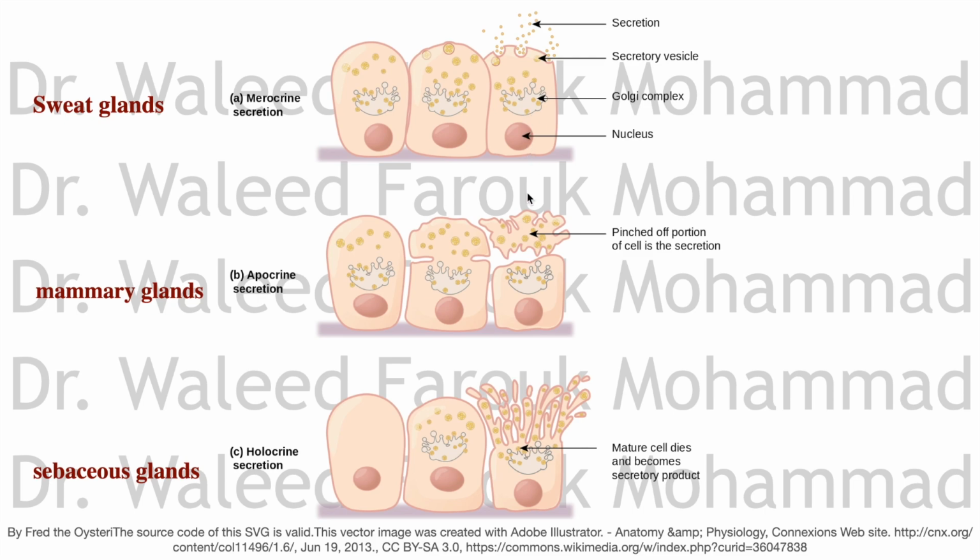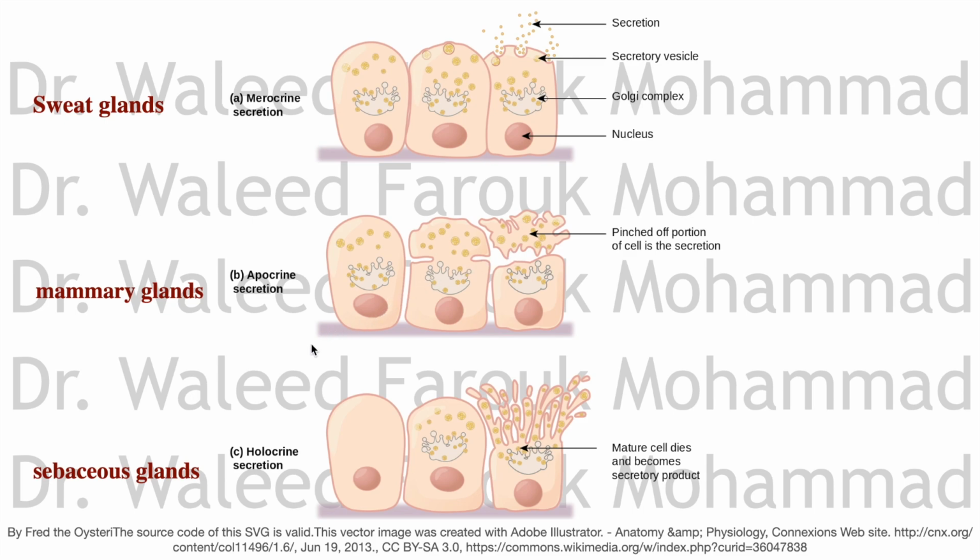Another form of excretion present in the mammary gland is called the apocrine secretion. Apocrine secretion means that a portion of the secretory cell containing the secretion is pinched off. A portion of the cell is pinched off. This is what happens in mammary glands.